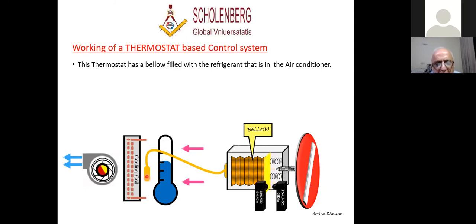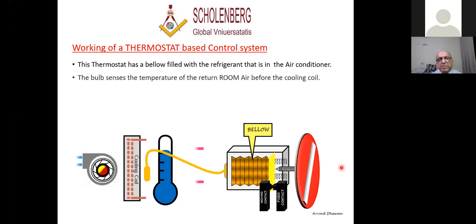Now, this bulb is placed at the return side of the cooling coil. The room air will go over this bulb and through the cooling coil, so that it will sense the return air. That will send the environment condition, and accordingly, it will affect the movement of this thermostat. So we'll go to the next point. The bulb senses the temperature of the return room air before the cooling coil. I've already told you that.